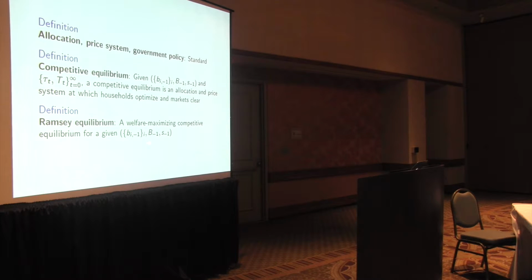So I'll speak more about how we set these initial conditions when we go to the quantitative section. We're going to go back to data to look at the cross-sectional distribution of assets and the level of debt, and we're going to run our economy from that point. But that's something which we have to choose when we go forward.